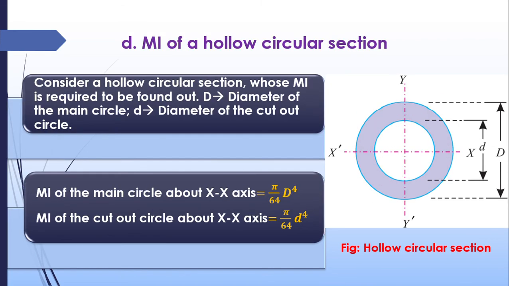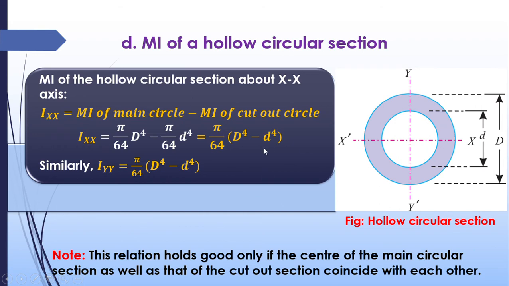Now for a hollow circular section, it is very easy. You have to find the moment of inertia of the outer circle and of the inner circle, and subtract both. For the outer circle it is pi by 64 capital D raised to 4. For the inner circle it is pi by 64 small d raised to 4. And for the hollow section we subtract both. That is pi by 64 into capital D raised to 4 minus small d raised to 4. Along the x-axis and along the y-axis it will be the same. Along the z-axis it will be pi by 32 into capital D raised to 4 minus small d raised to 4.